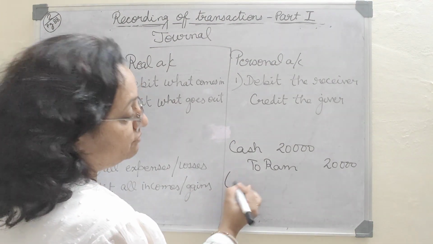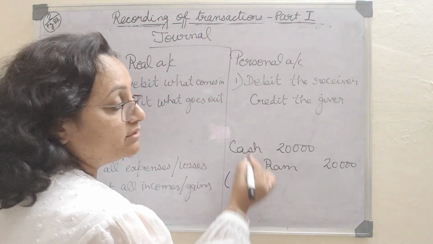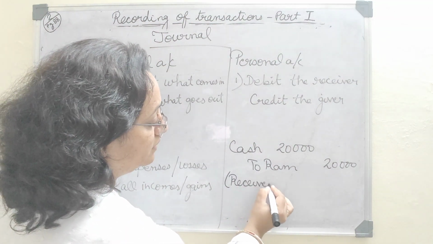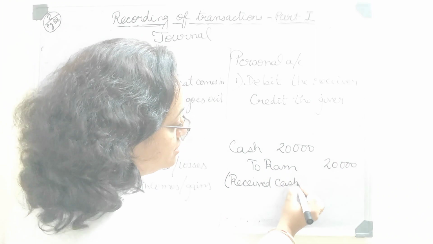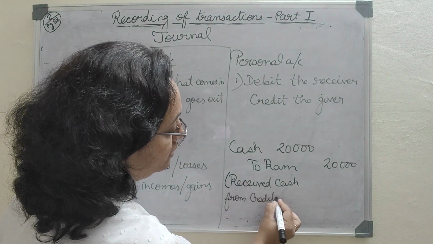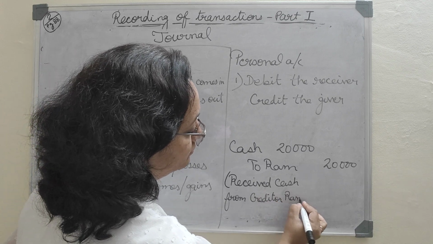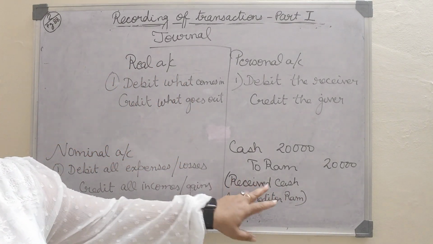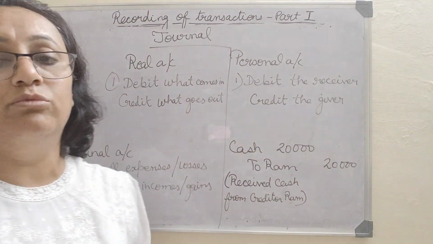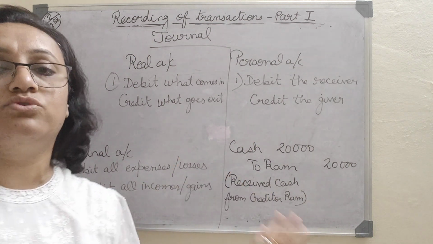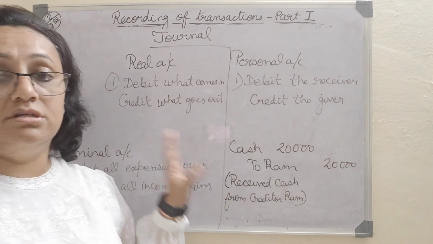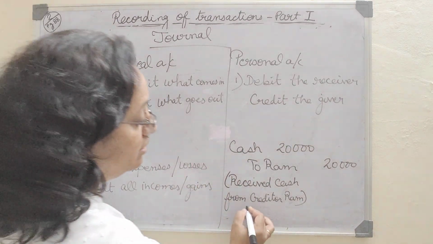Over here in brackets, we give a brief idea of what this transaction was. So what will be written? Received cash from creditor Ram. This transaction is that I have received cash from creditor Ram. No need of I or we or my, no pronouns are required. You are just writing the detail of what this transaction is. This is called narration.